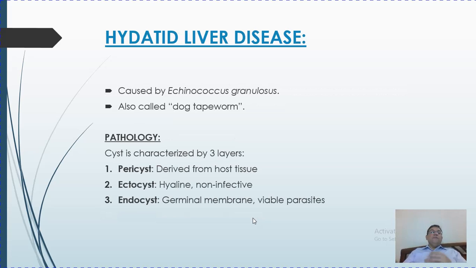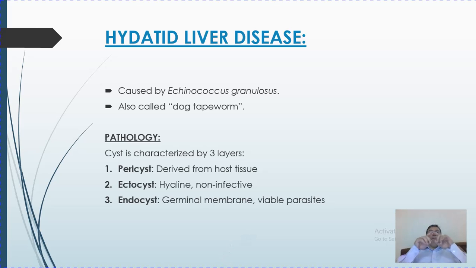Then once again, it is a very common disease in Pakistan, the hydatid liver disease. It is caused by another organism which is known as Echinococcus granulosus. There are 2 or 3 other varieties of Echinococcus as well, which also can cause hydatid disease, but the most common variety is the Echinococcus granulosus. It is also known as dog tapeworm. Now it has 3 layers.